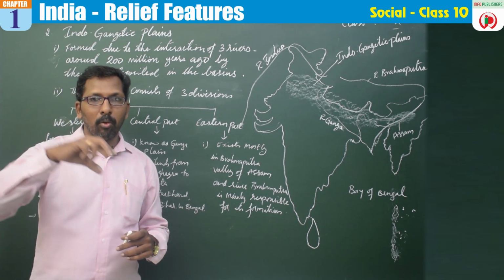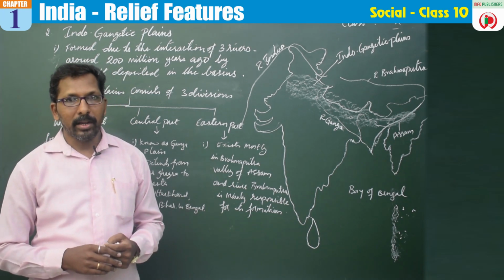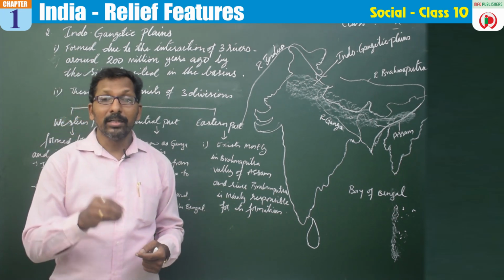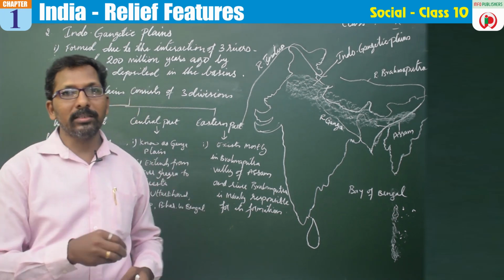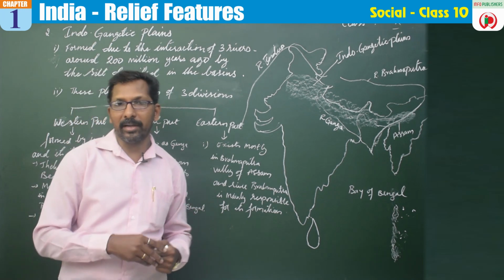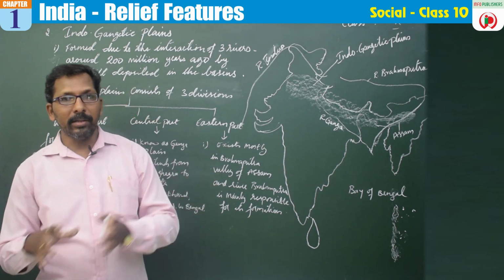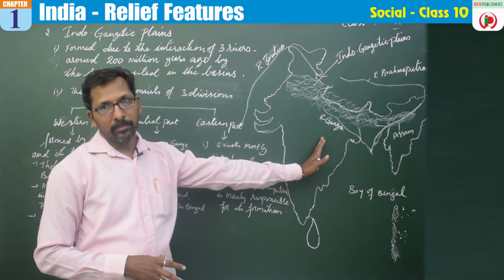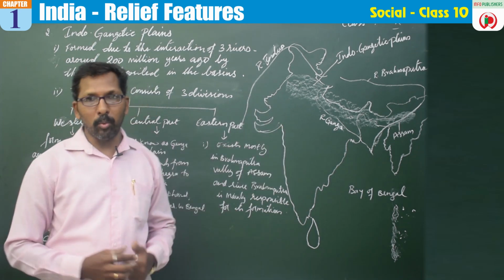So the rivers were flowing from the Himalayas and there were large basins already there. They were filled with the silt which was brought by these Himalayan rivers and deposited there, right? And in this way, the Indo-Gangetic plains were formed. So let us go in an elaborate way.